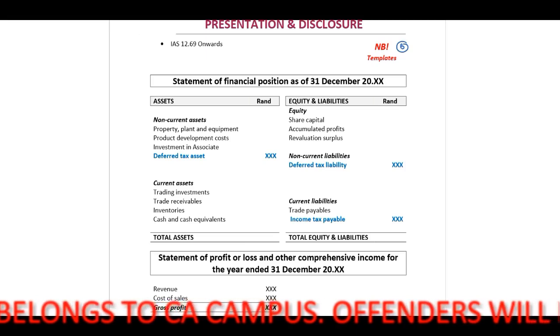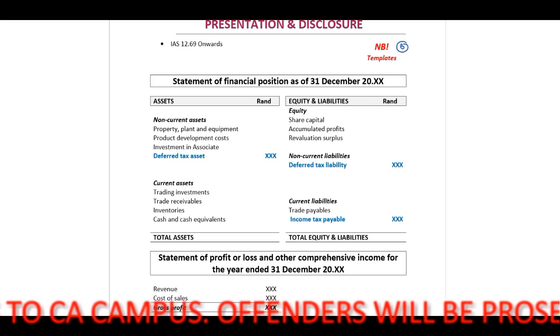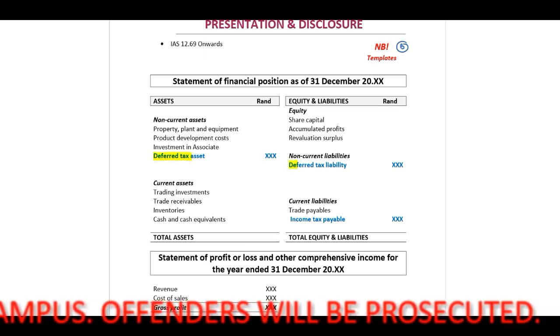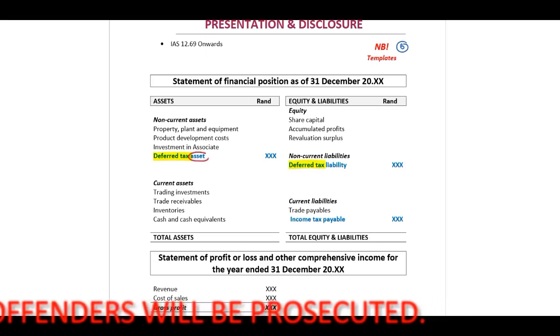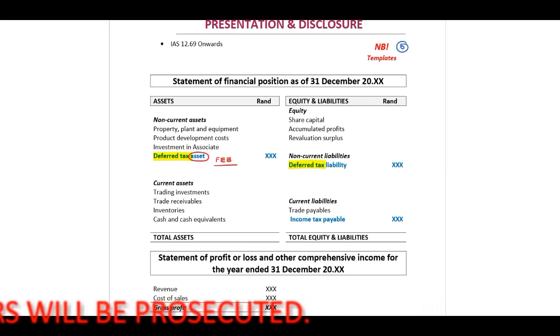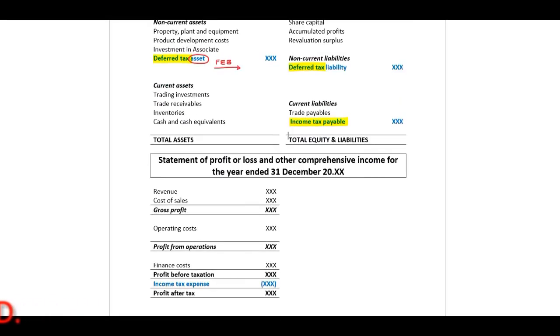Now, when you look at this, remember I have indicated to you in the revision recordings that our deferred tax will be included in our non-current assets or our non-current liabilities. You need to remember we may only recognize an asset if there are sufficient future economic benefits to be able to use in future periods. And then in our current liabilities, we will have our income tax payable. Then in our profit and loss statement, at the bottom, is our income tax expense.